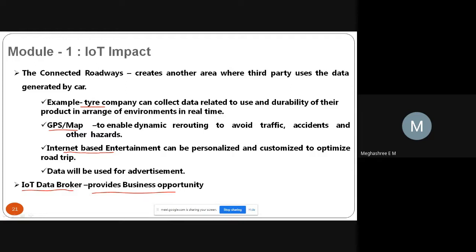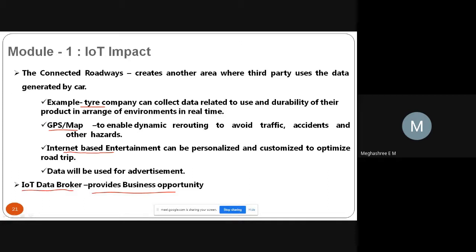Because different drivers may face different kinds of problems, right? So all this data is generated from their cars and stored in the cloud, right? So now the tire company people want to take the data, analyze the data, and based on that they want to improve their tire manufacturing quality. Okay, so how do they get the data? Obviously it is stored in the cloud, right? So from the cloud they will buy that data. So that is IoT Data Broker.